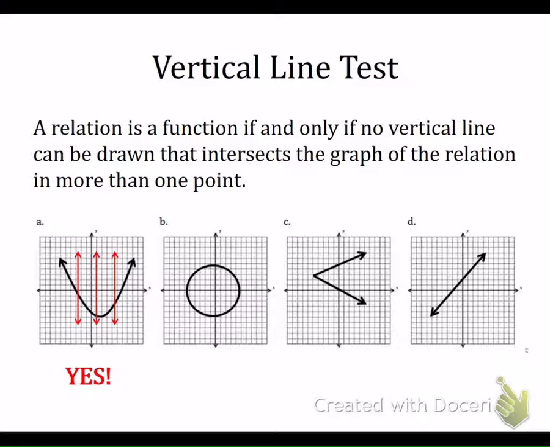Now part B, if you put your pencil right there, how many times is that graph touching your pencil? Twice. Now it's touching it twice. So this does not pass the vertical line test. Try it with part C. Does part C pass the vertical line test? No, it does not. And D? Yes, it does.